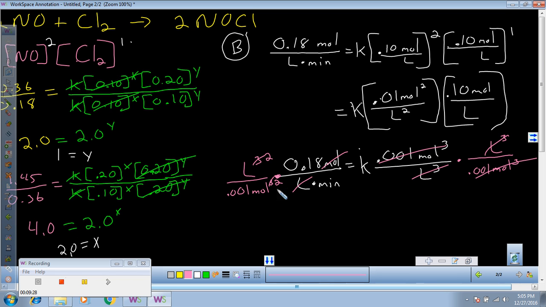And so now I will divide my numbers and my units that are left. I have liters squared, moles squared on the bottom, and minutes. And that's equal to K.